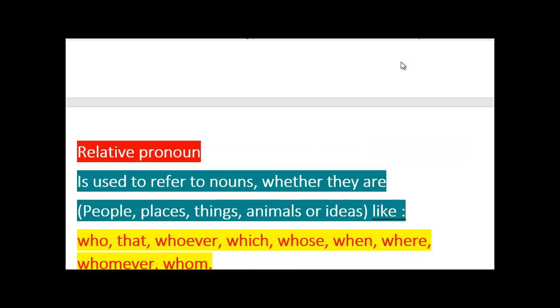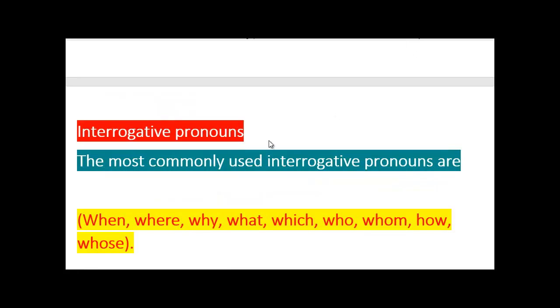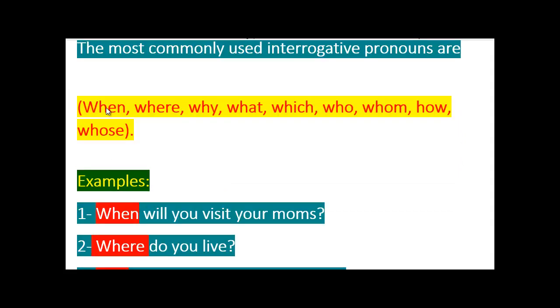We'll move on to relative pronoun and interrogative pronoun. I think we'll start with the interrogative first. Interrogative pronoun is easy because it's just asking a question, really. Here are examples: when, where, why, what, which, who, whom, and how and whose. Some people asked questions about who and whom, when to use which one. So we'll explain that quickly and then come back to the interrogative pronouns.